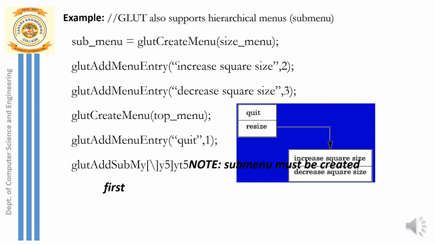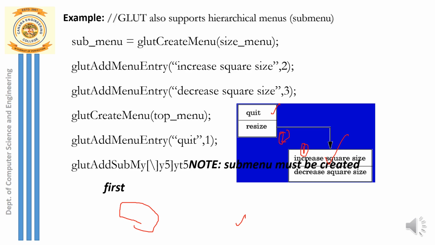Here is an option now for your sub menu. You can see here, the main menu creation is simple, but how do you create the sub menu? Always remember, the sub menu should be created first before you create the main menu. The hierarchy is, first you have to create the sub menu and then you have to create the main menu.